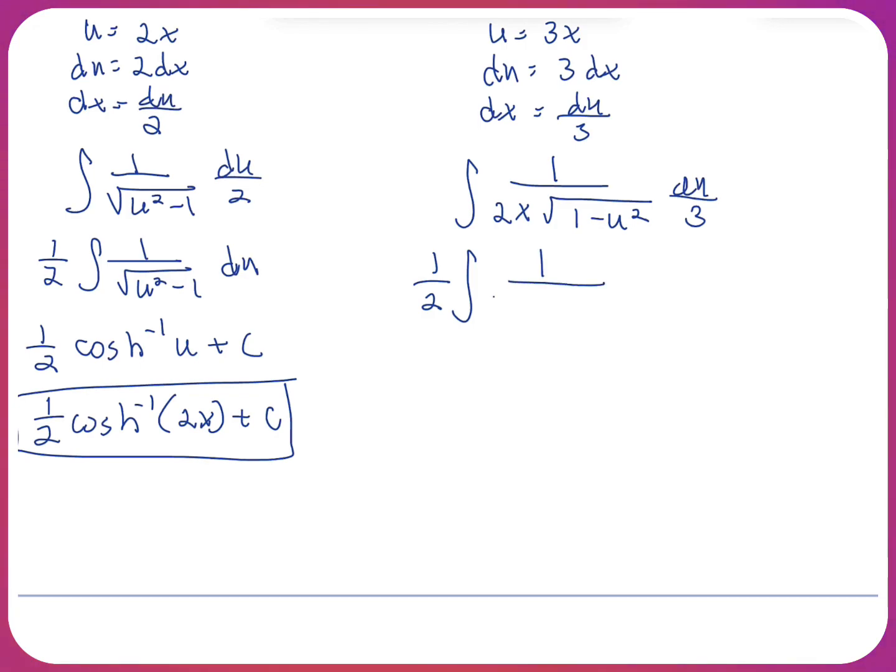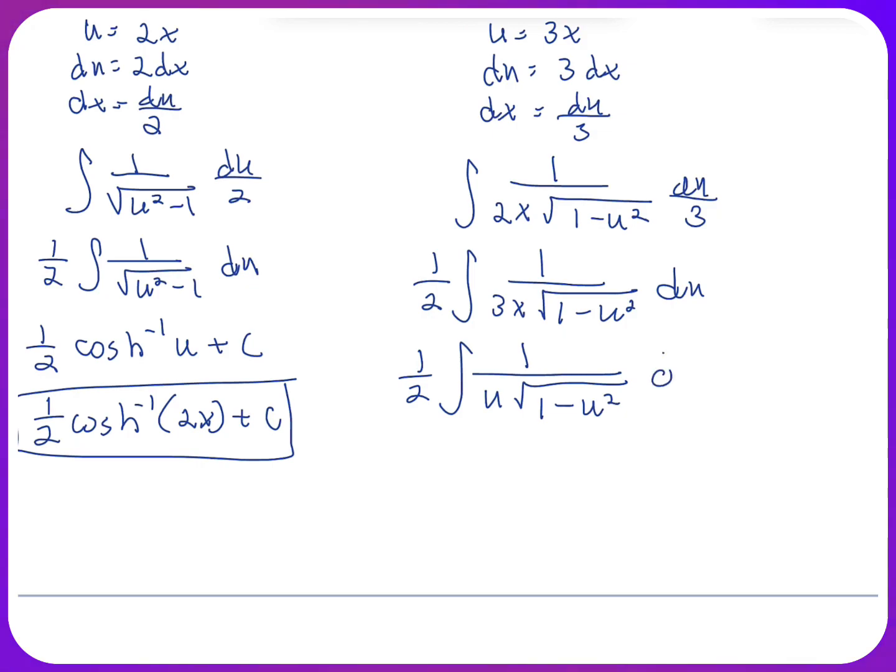1/2 the integral of 1 over 3x, the square root of 1 minus u squared du, and then I can replace that 3x with u, and I finally have our formula. So I have the integral of 1 over u, the square root of 1 minus u squared. So I recall that is equal to negative the inverse hyperbolic secant function of the absolute value of u. So that means I have negative 1/2 the inverse hyperbolic secant function of the absolute value of u plus c, and of course replacing my u with 3x.